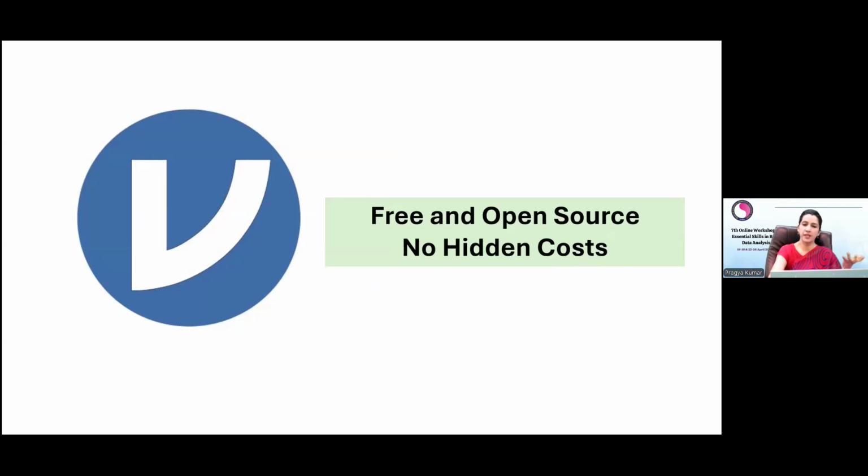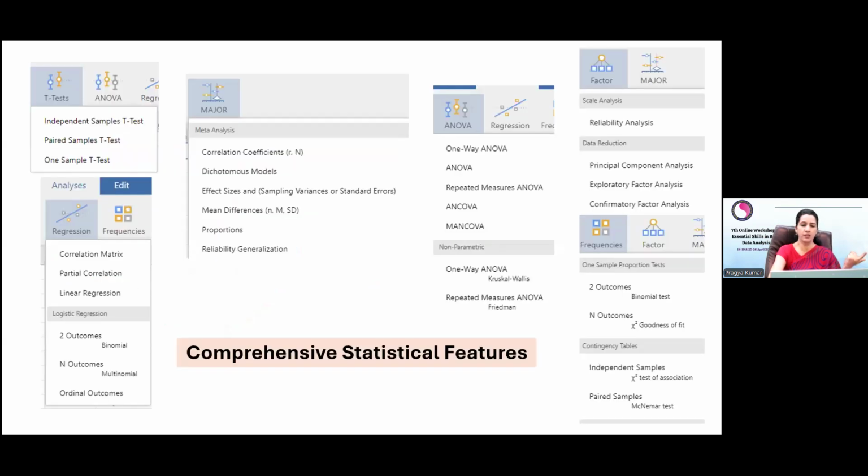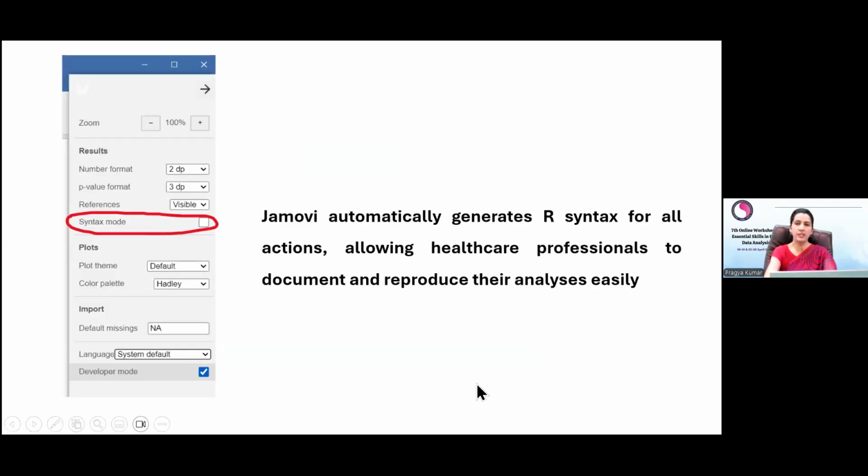It is free and open source. There's no hidden cost in it. It has all the comprehensive features, like you can see here. This is your basic package where you have t-test, ANOVA, regression, and then you have the advanced ones, like this major, which is for meta-analysis, and factor, which is for factor analysis. Even meta-analysis, you can perform all the major types using this JAMOVI.